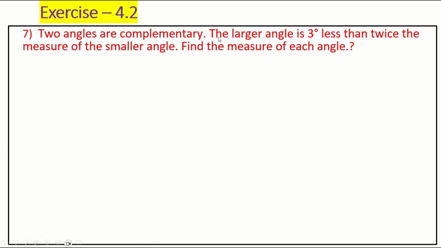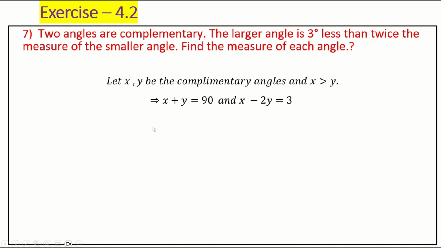Two angles are complementary. The larger is 3 degrees less than twice the measure of the small angle. Find the measure of each angle. This is similar to the first one given.